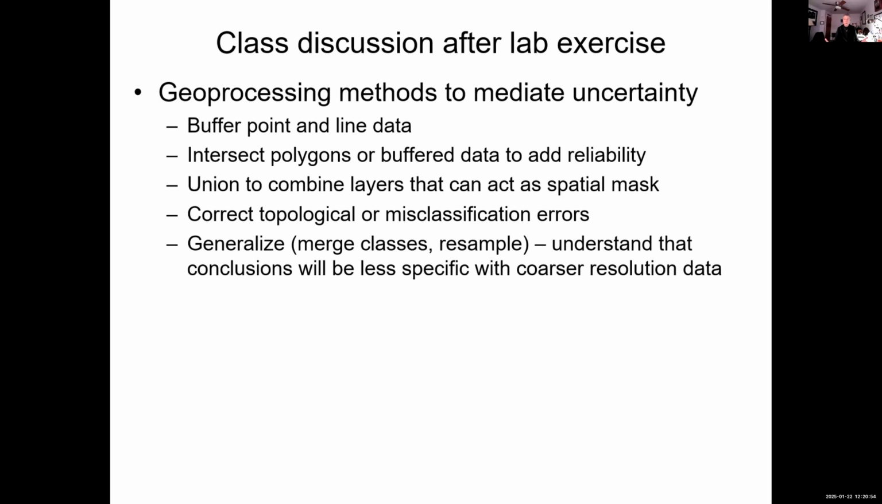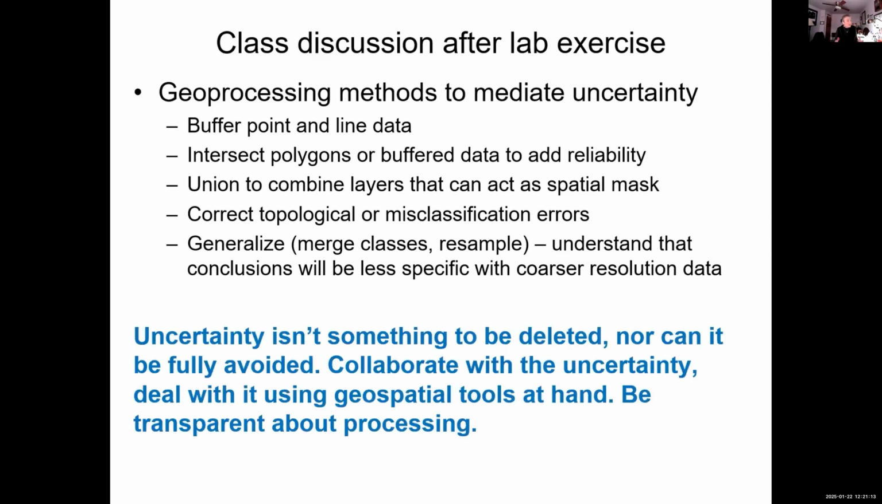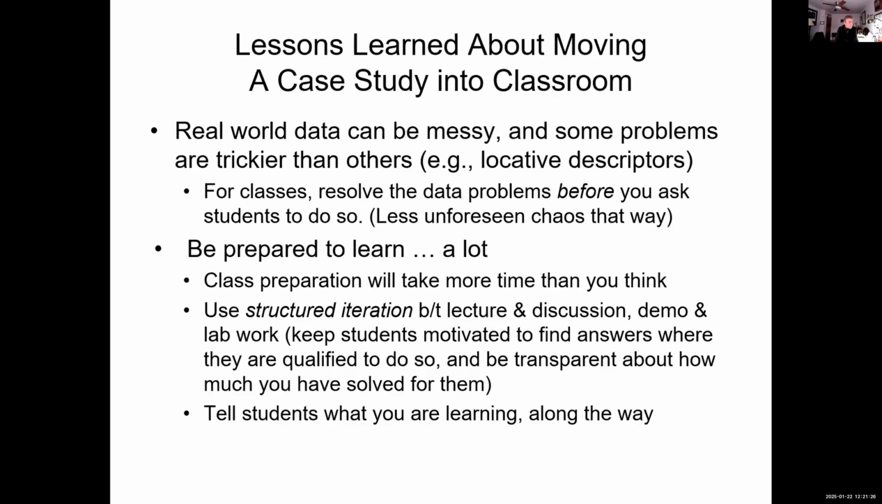We posted all of the student maps and let the students look at them, and the students saw that no two maps had precisely identical data. This case study was a great way to show undergraduates that it's hard, even with a systematic approach, to get to a single truth. The bottom line, uncertainty isn't something to be deleted or avoided. And again, we were trying to get students to collaborate with it, to deal with it using geospatial tools at hand, and to be transparent about their processing.